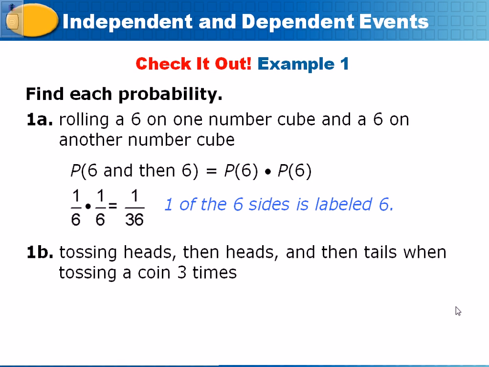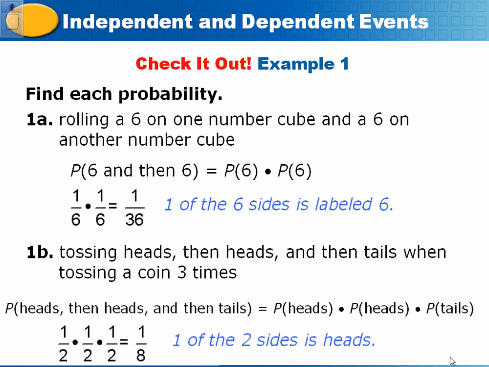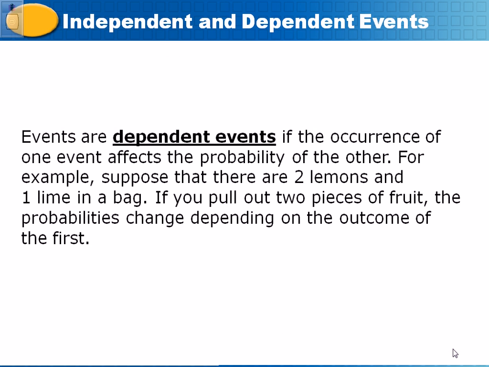Okay. All right. Now, this is tossing a coin. What is the probability of getting heads, and then tails? Okay? So, it's going to be the probability of heads, and then tails is 1/8. Any questions? Good.